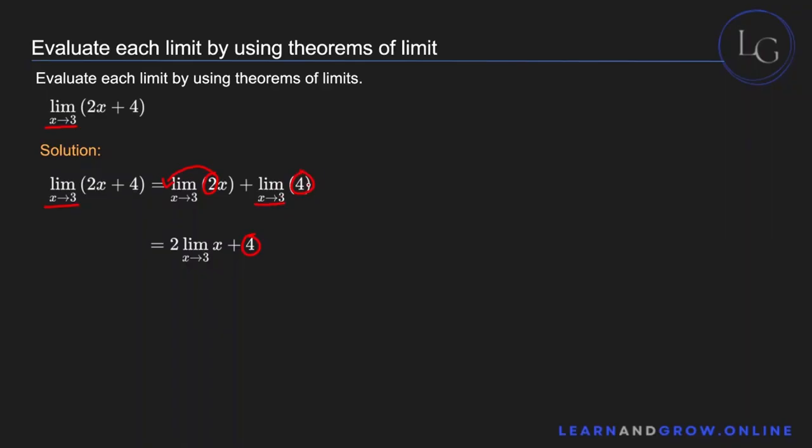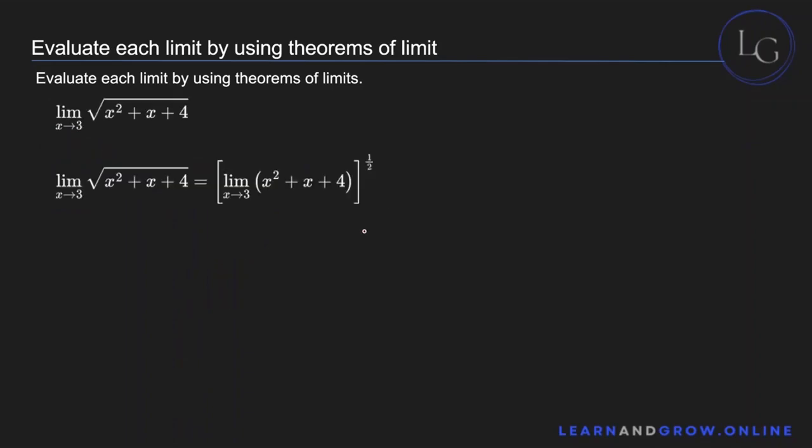You have no variable over here, so 4 just becomes 4, right? Now, the limit of x as x approaches 3 is just 3, right? So 2 into 3, and that becomes 6 plus 4, which is 10, right? So this is just a very simple example.